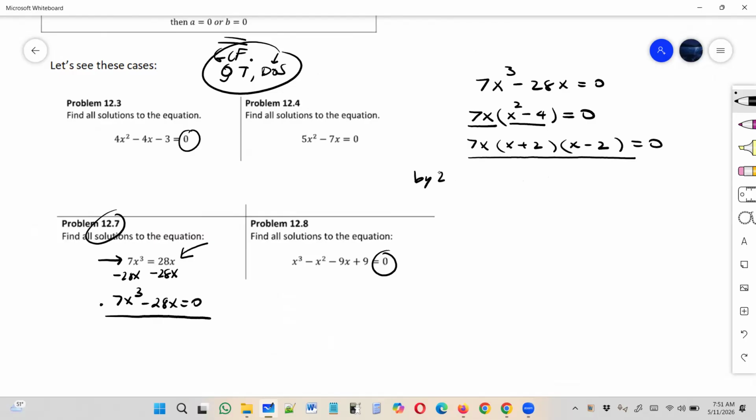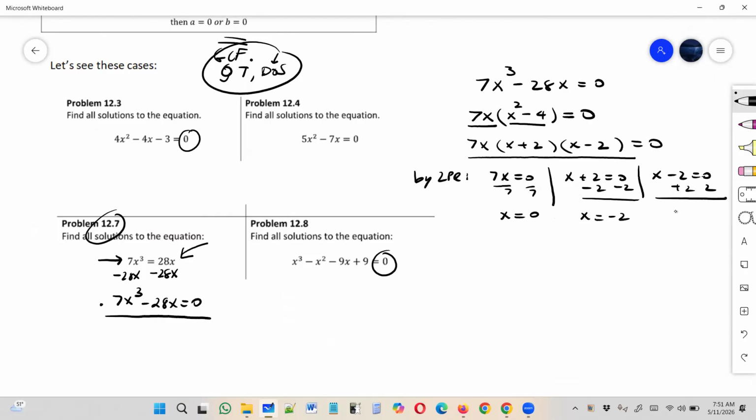Now, by the zero product rule, either 7x is 0, x plus 2 is 0, or x minus 2 is 0, and you solve each one. So in the first case, I just divide by 7. In the second case, I just subtract 2 from both sides. And in the third case, I just add 2 to both sides. Okay? And here are my 3 possible values, and you just stop right there.